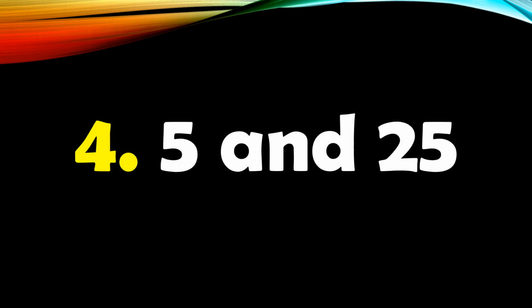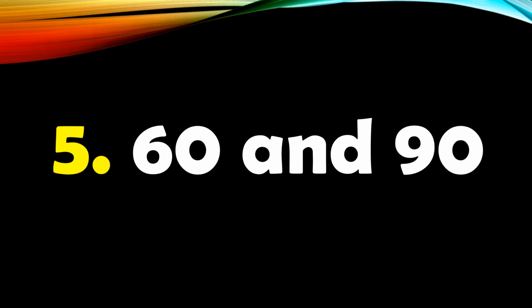Number 4. How about 5 and 25? What is their common thing? You're right. They are both divisible by 5. Number 5. 60 and 90. What do you think is their common thing? Correct. They are both divisible by 10. That's right. And divisible by 30. Very good.